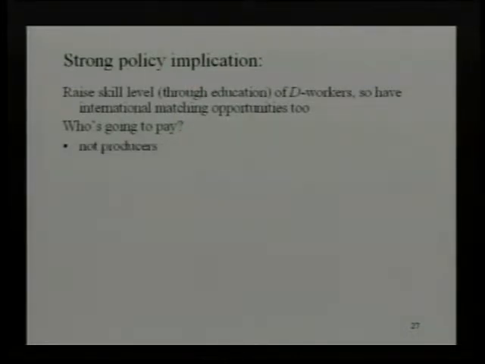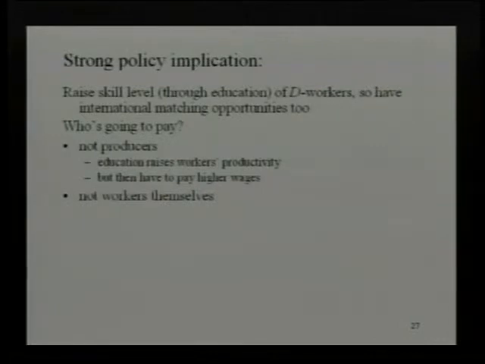Well, producers are not going to pay for it, or they're not going to pay for enough of it, because if a producer, a company, invests in raising a D worker's skill level, that worker can then go off and work for some other company. You know, we don't have slavery, so people cannot be forced to work for the company that invests in them. But that means that the investment in training that the company has made is lost. So producers are not likely to invest enough in education to solve the inequality problem. And of course, the workers themselves can't make the investment because they're too poor to do so. They are, after all, at the bottom of the economic spectrum.